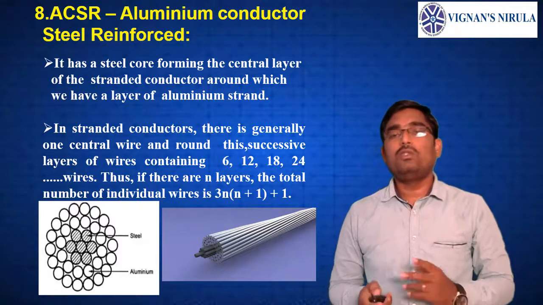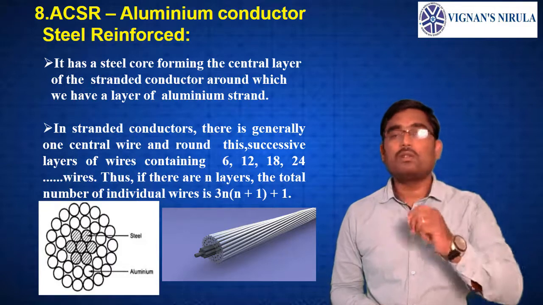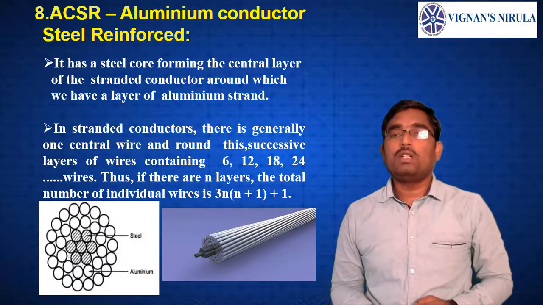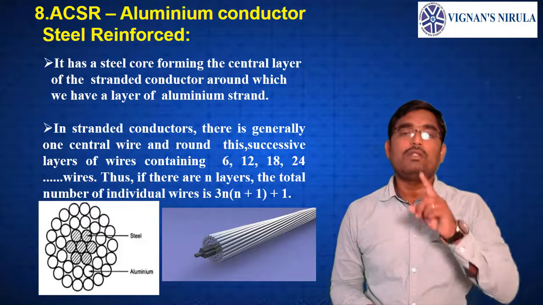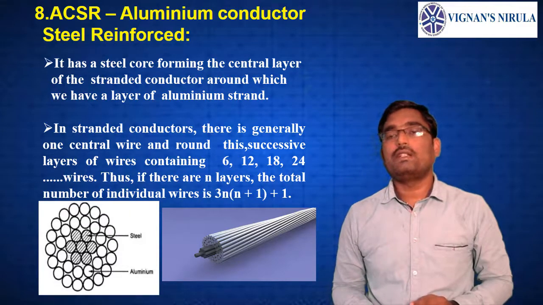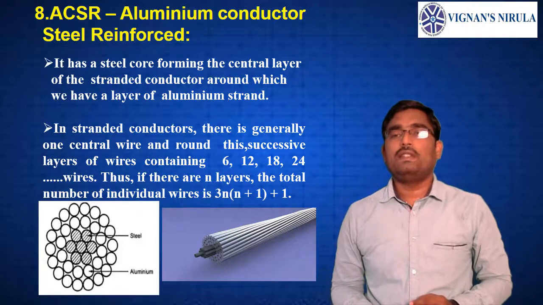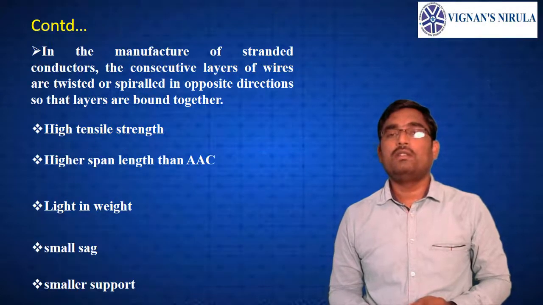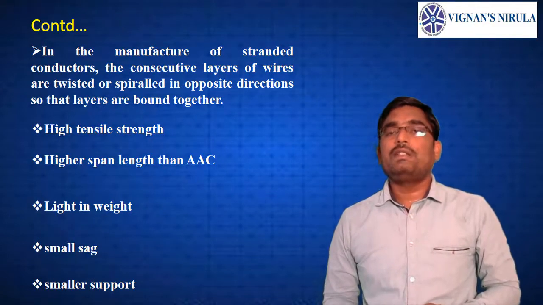So if you have 2 layers of aluminum strands surrounding the central core, then you will have 12 aluminum strands along with 1 central steel core, totally 13 conductors. So you can see here, if n equals 2, it becomes 13. Now next one, continuation to ACSR conductors.